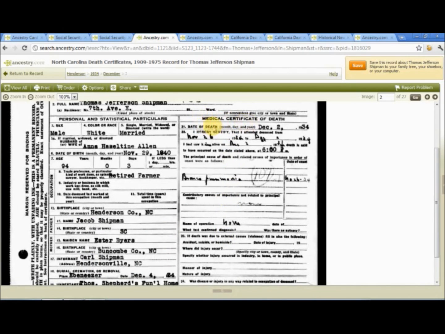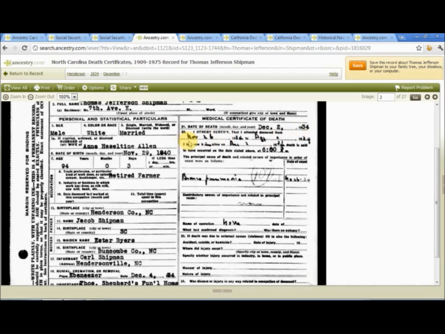There's also usually going to be a section that has medical information. For those of you who participate in family history, in order to provide a medical history for your family, which is a great thing to do, this will provide you with the information that you need about what illnesses they suffered from or what the cause of death was, so that you can record that and track any patterns in your family. You'll notice here that it lists the date of death as December 2nd, 1934.